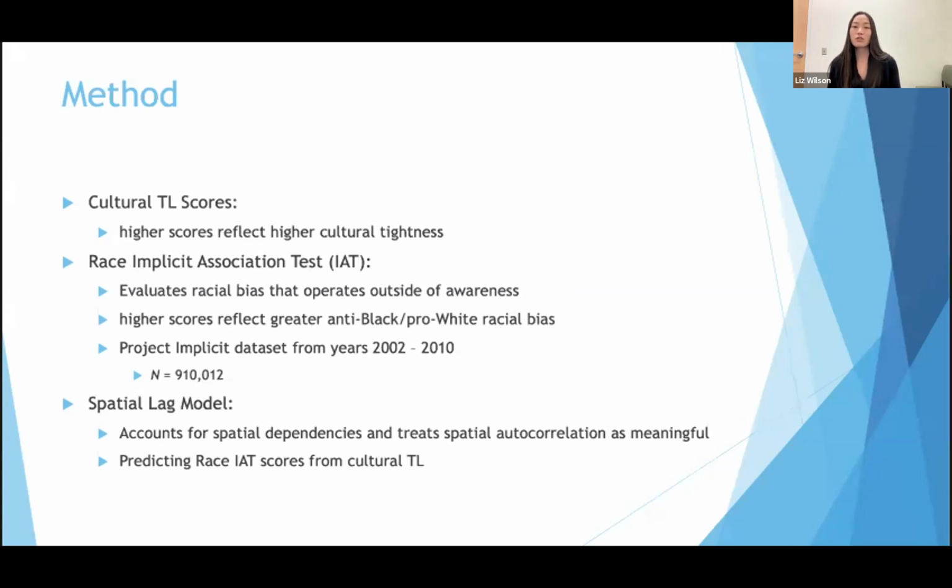When retaining all of the data of those who provide state-level geolocation data, we are left with over 900,000 responses to the RACE IAT. We then aggregated those RACE IAT scores to the mean state level, giving us a racial bias score for every single state, with higher scores reflecting greater anti-Black, pro-white bias of the state.